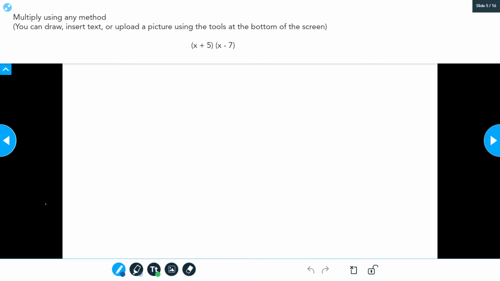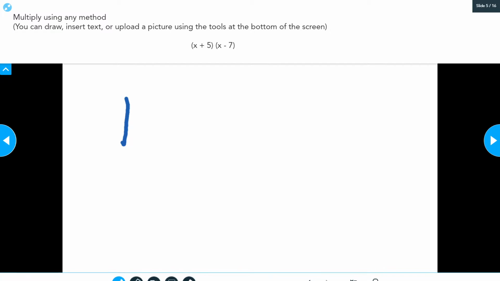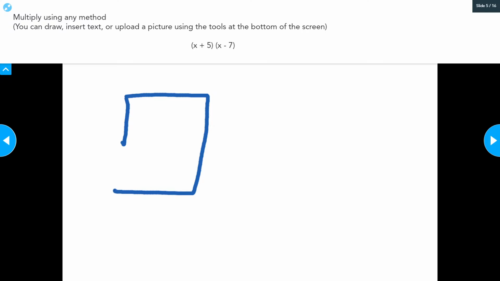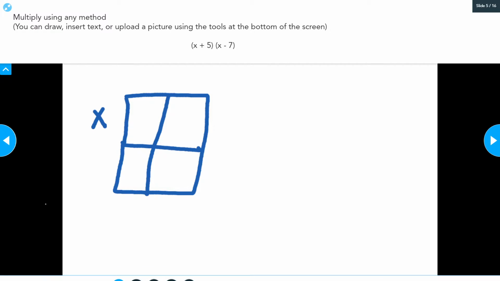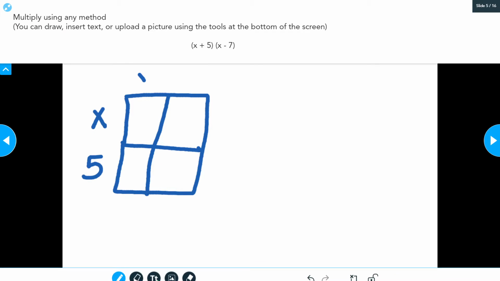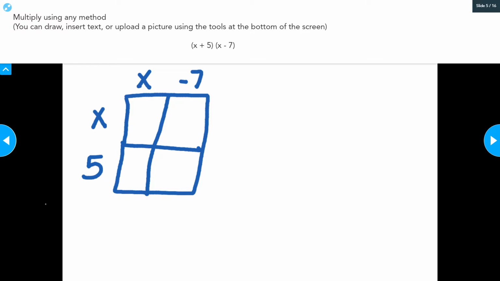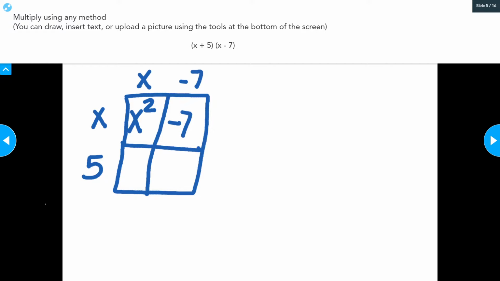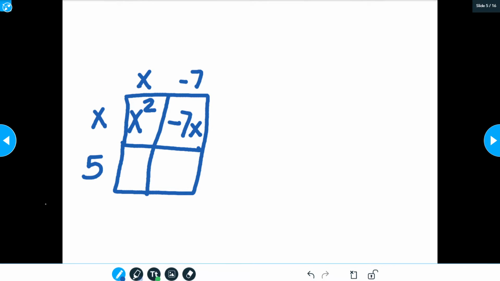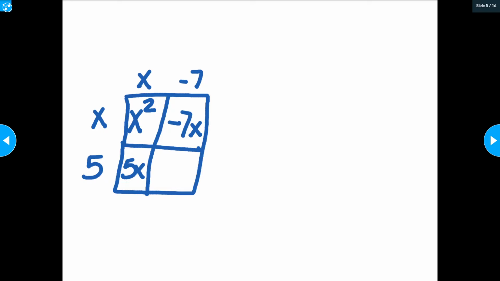So we're going to multiply, let's do the box method here. I'm making my boxes, and on one side I have x and 5, and I have x and -7. So x times x is x squared. x times -7 is -7x. 5 times x is 5x. And 5 times -7 is -35.